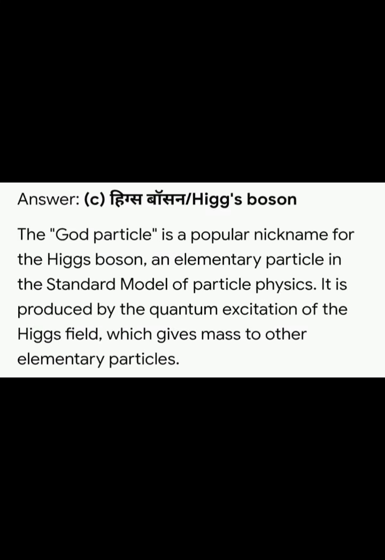The next question is: the term God's particle refers to dash. So God's particle is popularly a nickname for the Higgs boson. It is an elementary particle in the standard model of particle physics. So here the answer is Higgs boson.